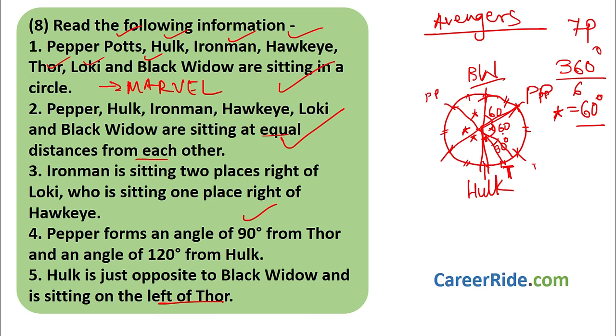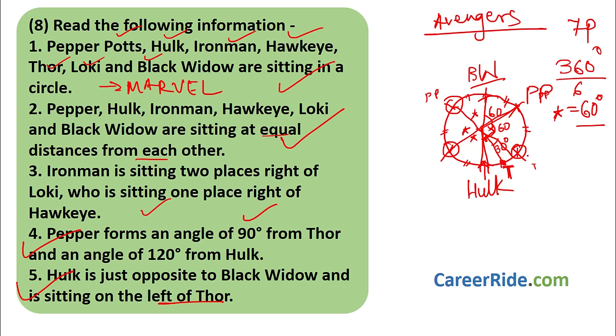This is Thor, 90 degrees from Pepper. And to the left of Thor is Hulk. So both the conditions get satisfied. So sentence number 5 is satisfied. Sentence number 4 is satisfied. Now let us find out how to position these people. Iron Man is sitting two places right of Loki. Okay. Say this position is empty. This is empty. And this is empty. We have this extra guest over here in between. Thor has come in between.